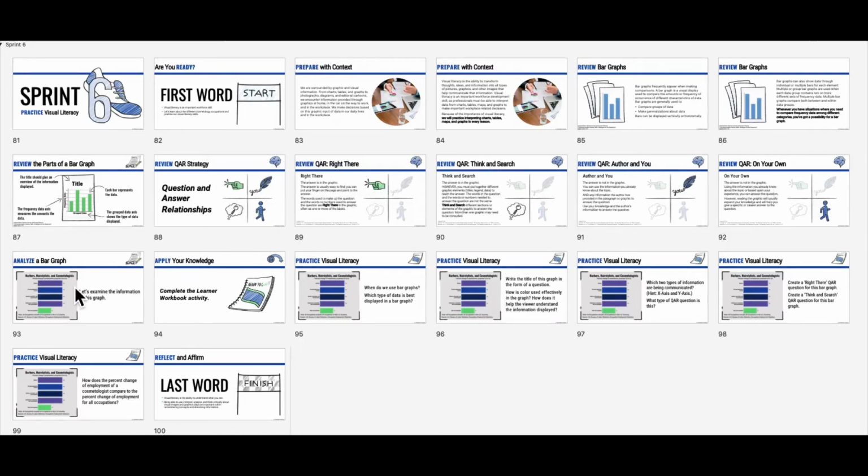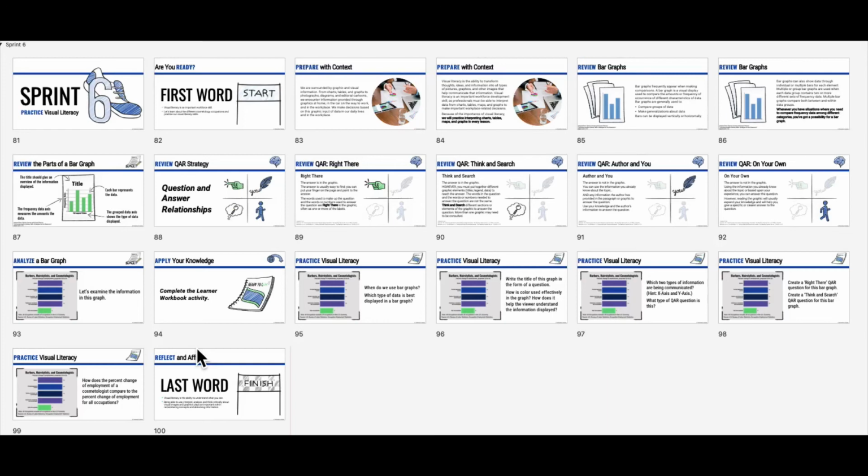They analyze a bar graph using that information, and then they complete a learner workbook activity. Then they practice some more of that visual literacy through a series of questions that they are answering in their learner workbook. Okay, so why do we use bar graphs? Which type of data is best presented in a bar graph? The point of this sprint is for learners to practice a very specific visual literacy skill. In this case, it's a bar graph, and to develop some proficiency in that skill.